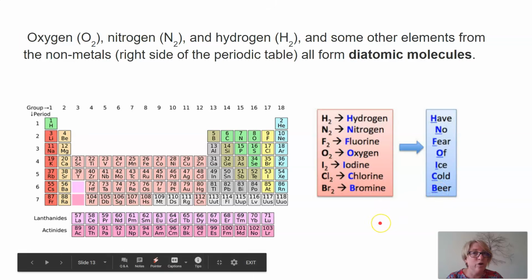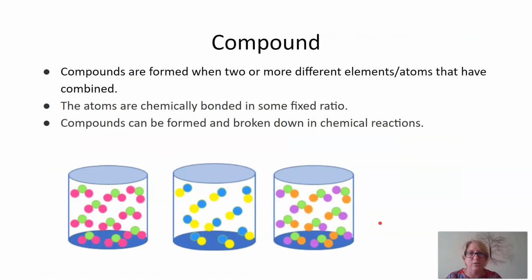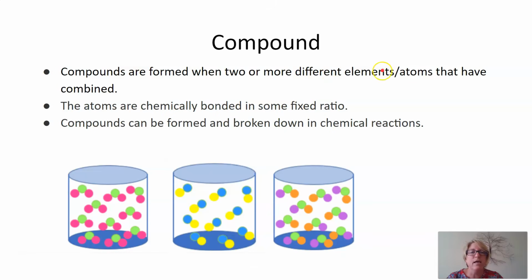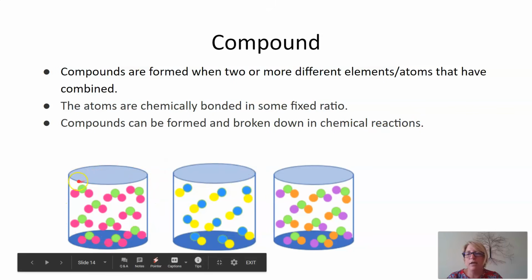So I'm sure you're not going to forget your diatomic molecules. Then what is a compound? So compounds are formed when two or more different elements or two or more different atoms have combined. The atoms are chemically bonded in the same fixed ratio, and compounds can be formed and broken down in chemical reactions.